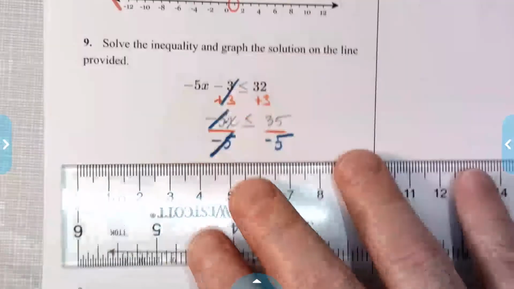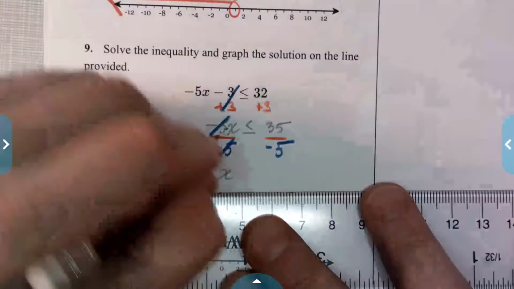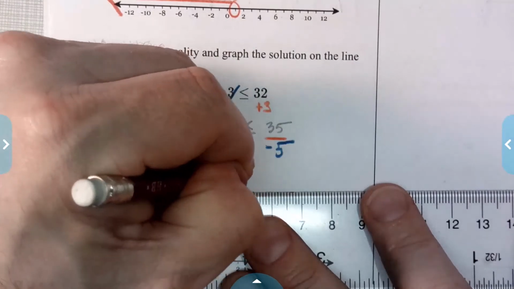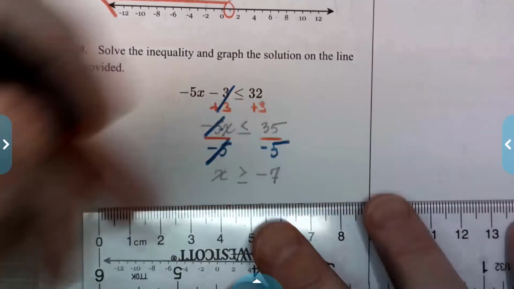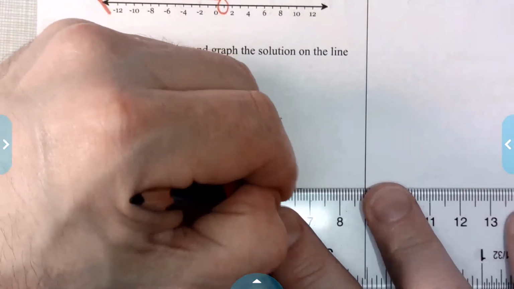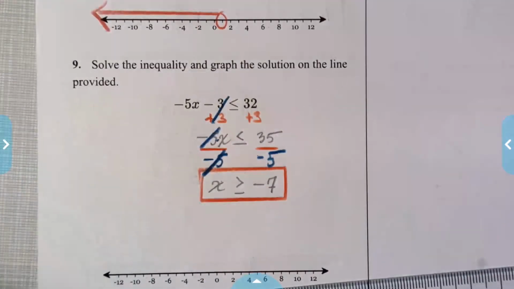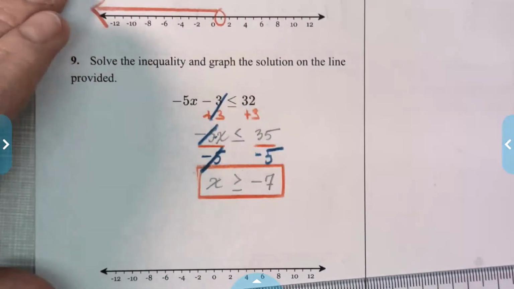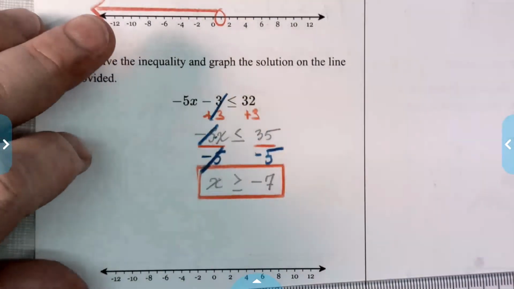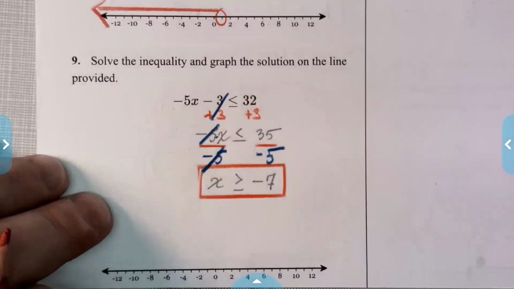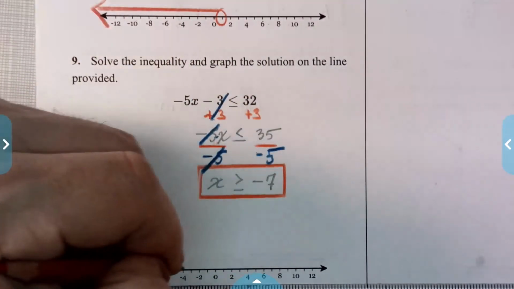So the negative 5's cancel. Bye-bye. And we have x. Flip the sign because we divided by a negative: x is greater than or equal to negative 7. Okay. All right, so red box of correctness goes around that. I actually encourage you to try to solve it in your head, and then do the work. And if your head work matches what you get when you do the calculations, guess what? You're probably right.